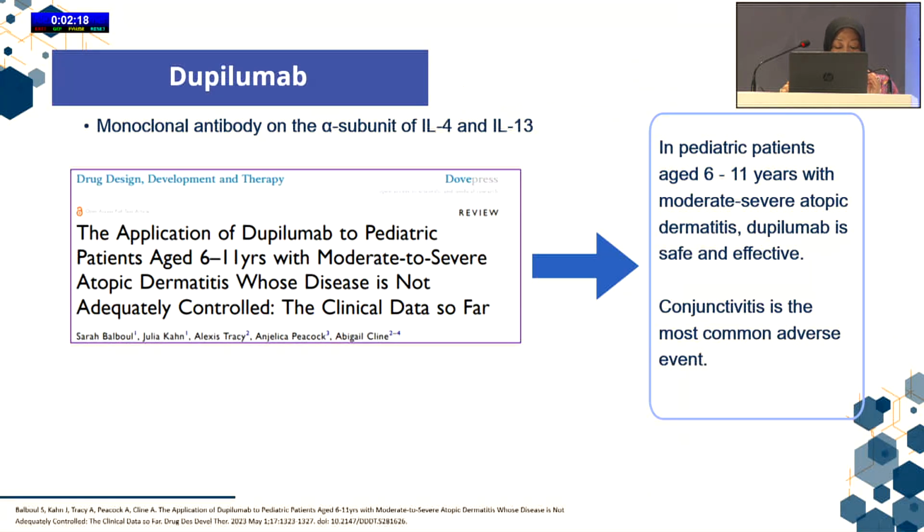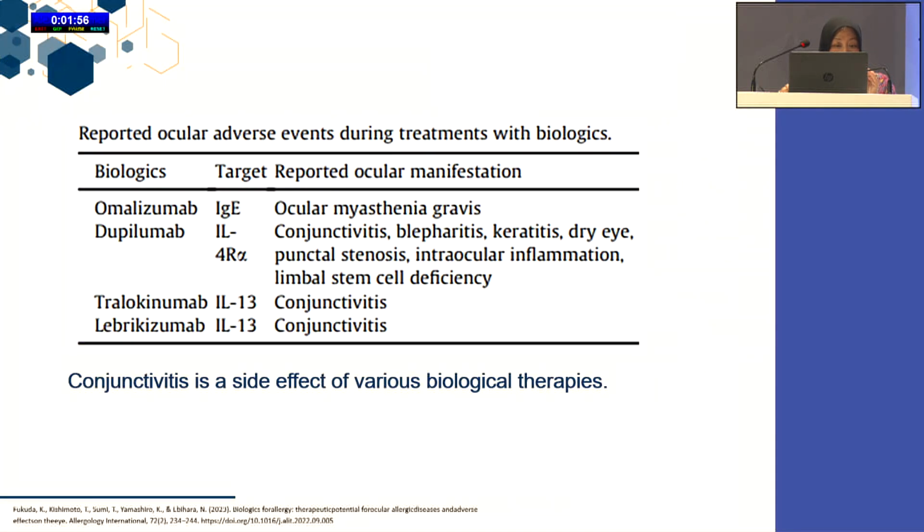Dupilumab, which targets interleukin-4 and 13, has shown effectiveness in children aged 6 to 12 with moderate to severe atopic dermatitis. However, a significant side effect to monitor is conjunctivitis. Some biologic treatments can cause ocular side effects, including conjunctivitis, blepharitis, and dry eyes, particularly in patients receiving dupilumab, tralokinumab, and lebrikizumab. Close monitoring is essential during therapy.